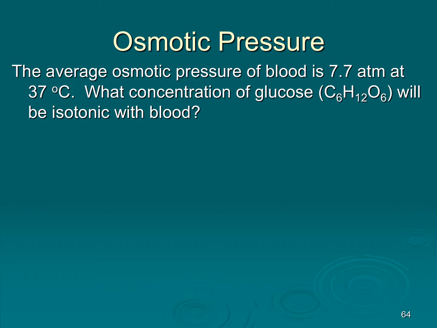All right, so let's do an example. The average osmotic pressure of blood is 7.7 atmospheres. So that means your blood cell has an osmotic pressure of 7.7 atmospheres. So if you're in the hospital and you want to get intravenous glucose, what should the concentration of that glucose be to make it isotonic with blood? And it's at 37 degrees Celsius, which is body temperature.